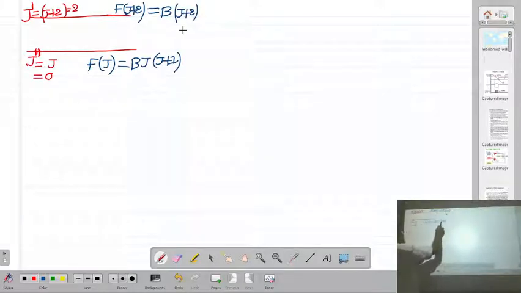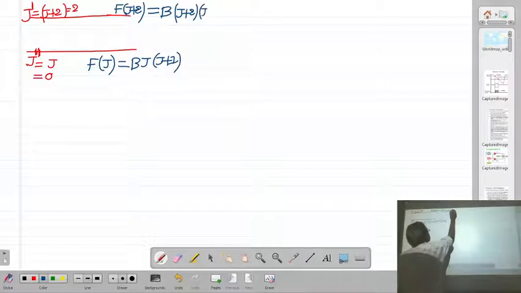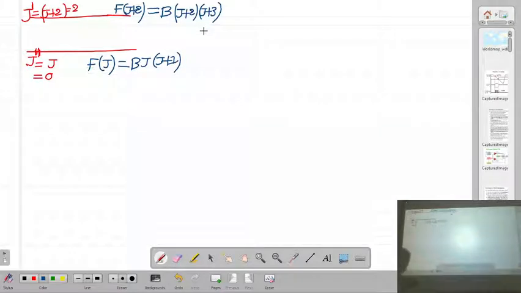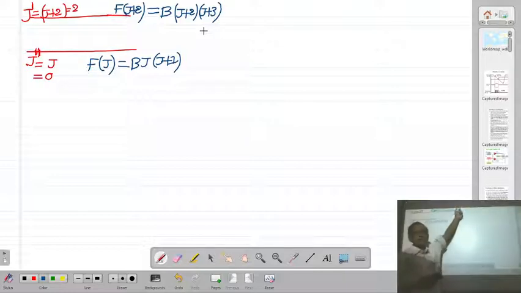Here also I replace j by j plus 2, plus 1 will be j plus 3. Okay. So I have shown two rotational levels. This is the lowest rotational level j double dash, which I denote by j or 0. This is the upper rotational level j dash, which I denote by j plus 2 or 2.